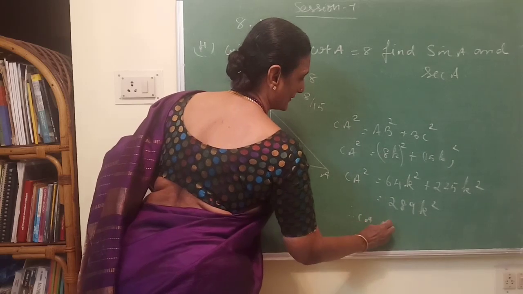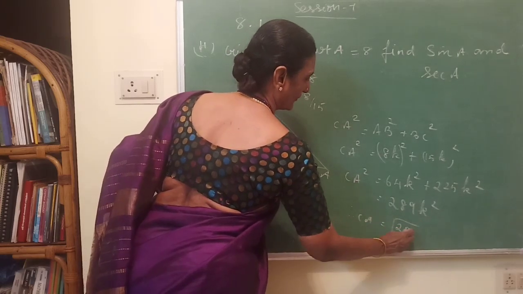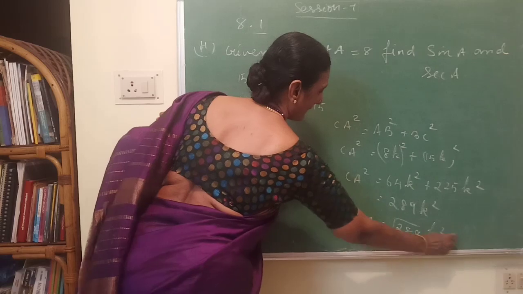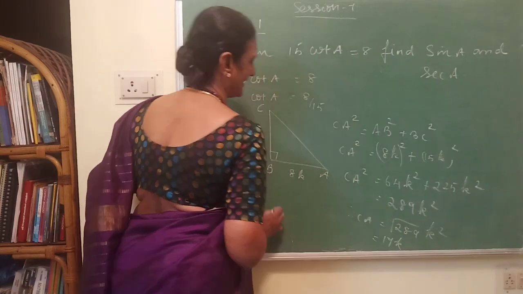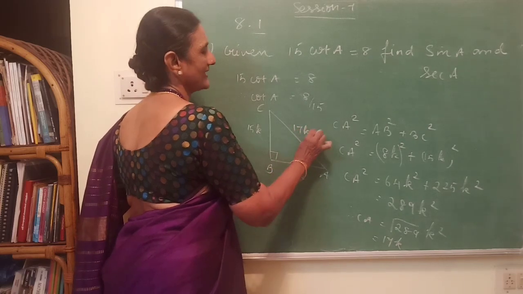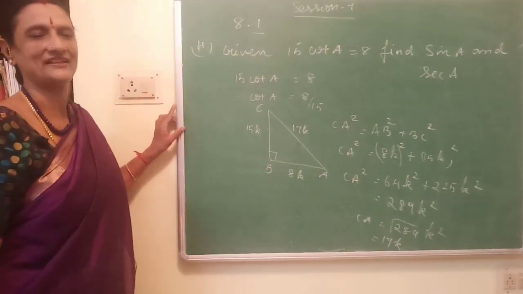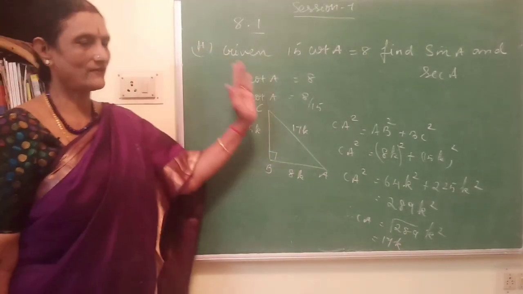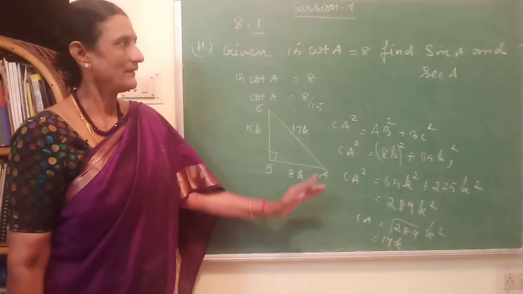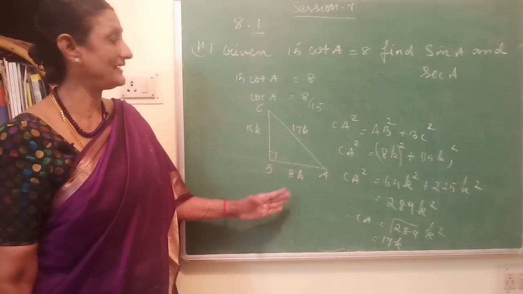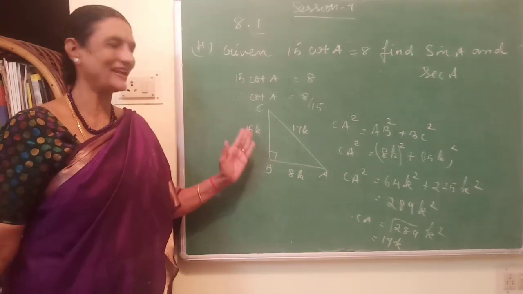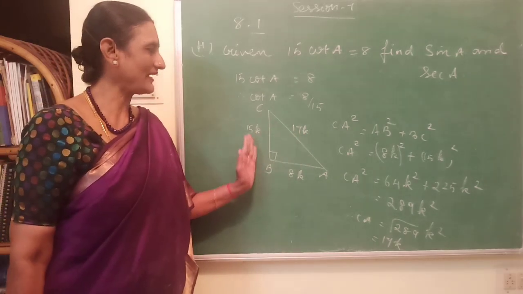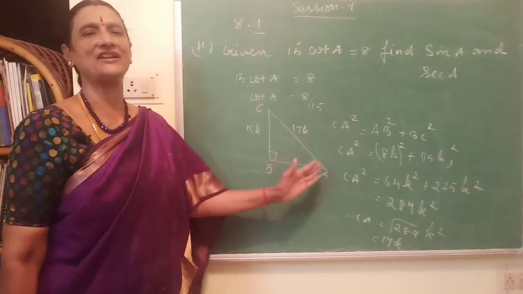Therefore, CA is equal to what? Square root of 289. Are you ready with the answer? It is 17, so 17k is the answer. So I am writing this hypotenuse as 17k. Is that clear? Have you followed these steps? Now what is sin A, children? Sin A is opposite by hypotenuse. So the opposite side is what? BC. So 15k divided by 17k is your answer.